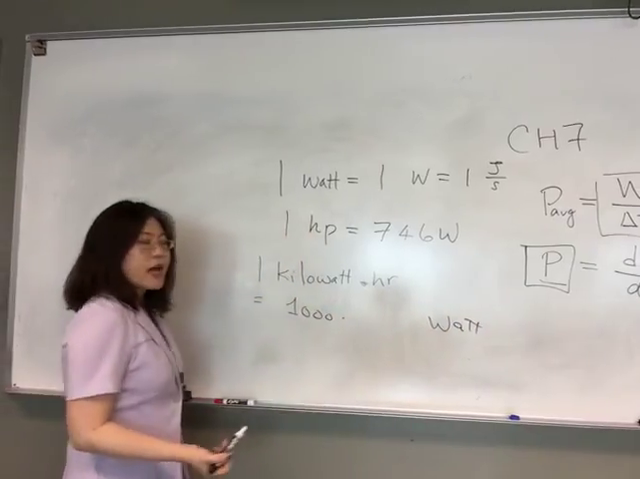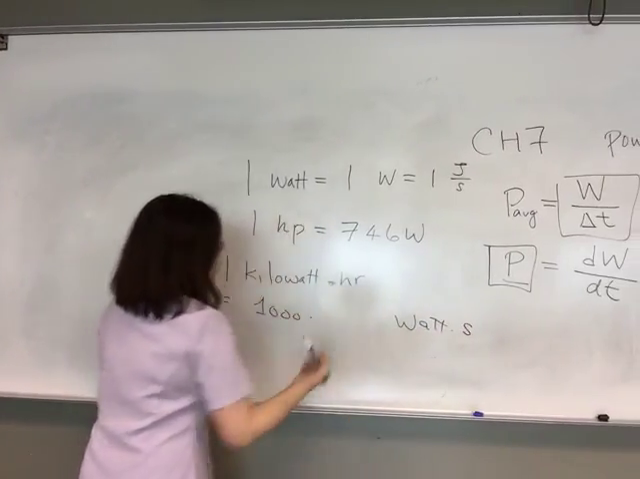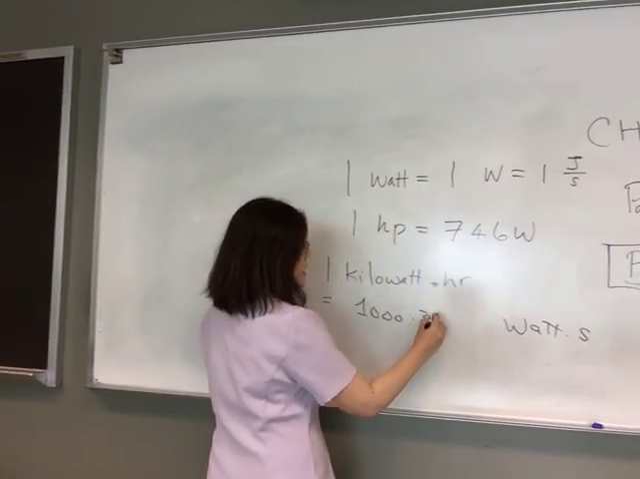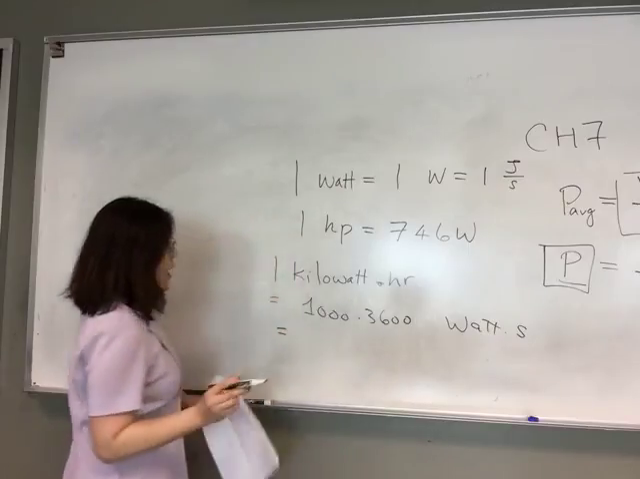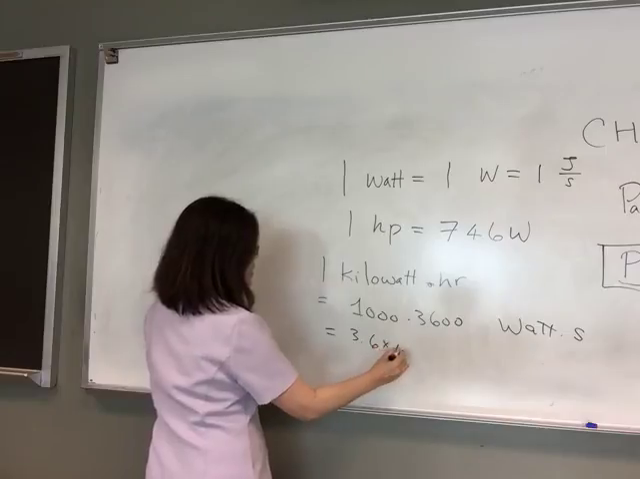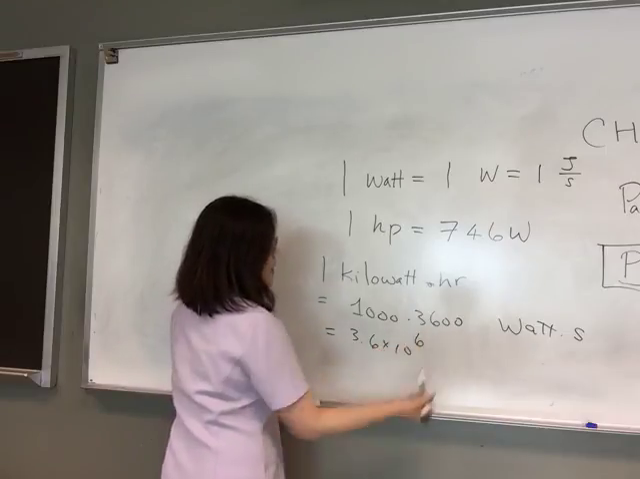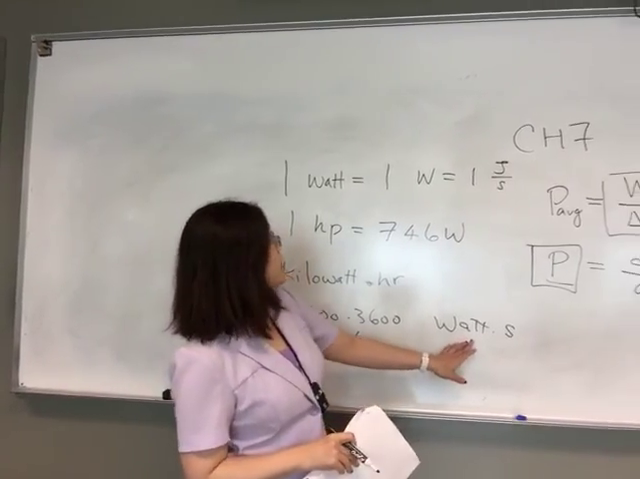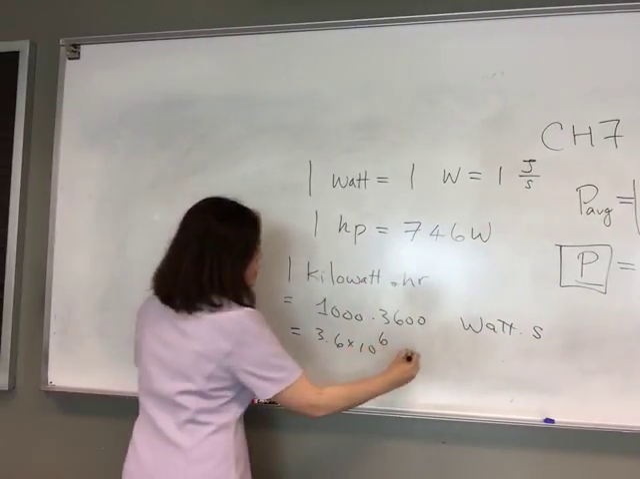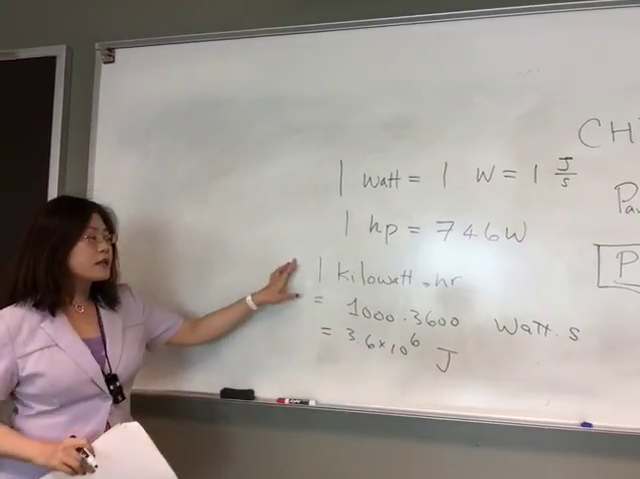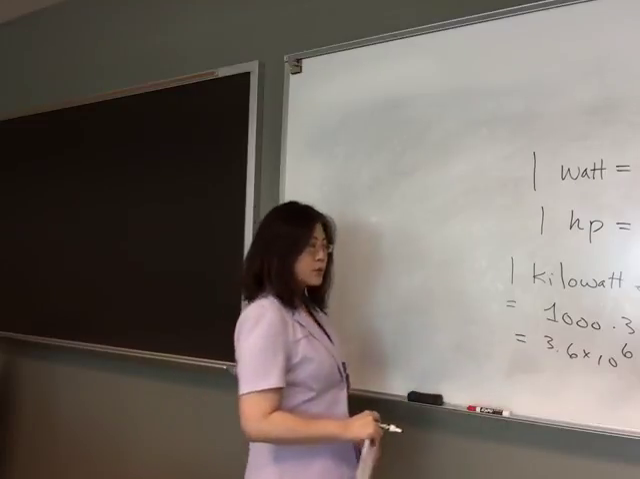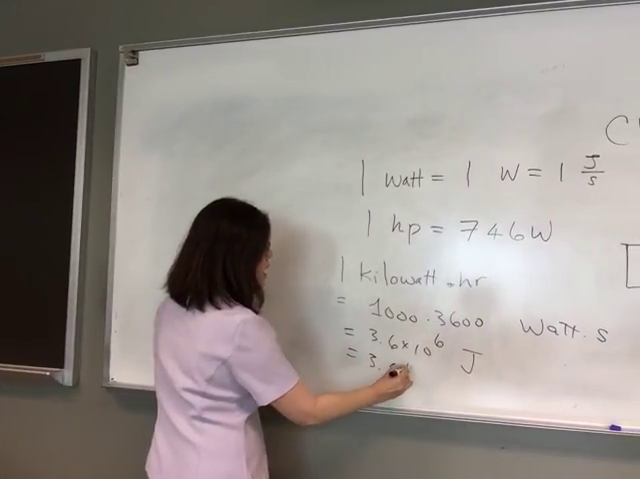We change that to seconds. So watts times seconds. So what is an hour? 1 hour is equal to 3,600 seconds. So what we have here is a huge number, which is 3.6 times 10 to the 6. And then watts times seconds, what does that give you? Watts times seconds gives you joules, which is the unit of energy. So 1 kilowatt hour gives you 3.6 times 10 to the 6 joules, which is 3.6 megajoules.